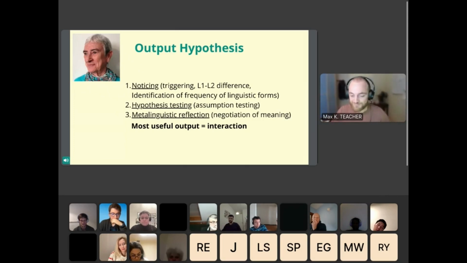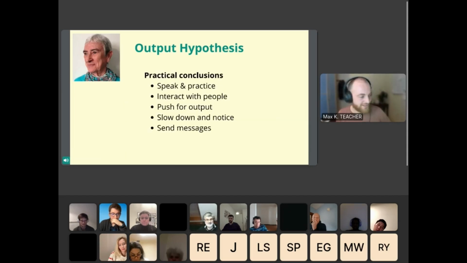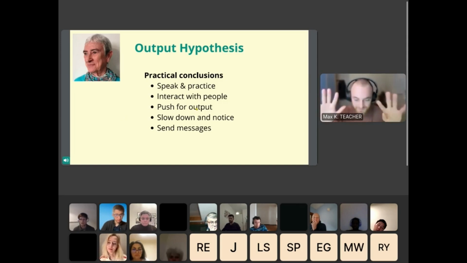For us, it's not important. Just speaking and writing is very important. Massive input is great. And here we have the practical conclusions. Speak and practice, obviously. Interact with people. Try to push yourself for output, but only if you want, okay? If you really don't want, it's okay.